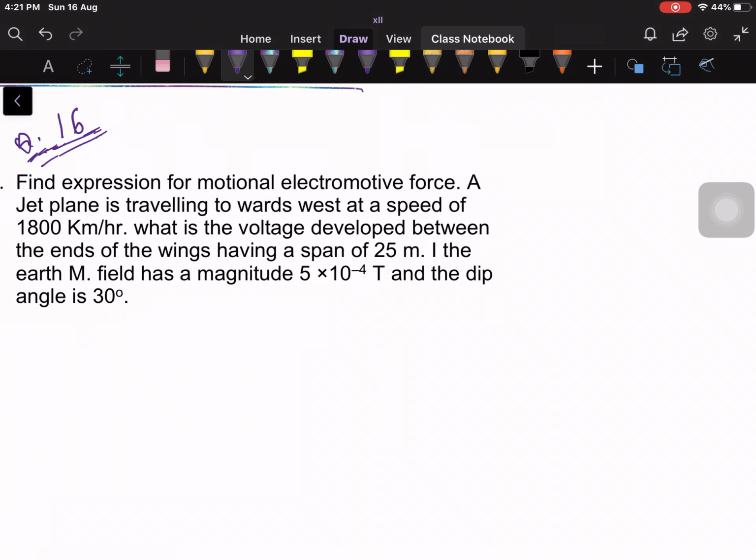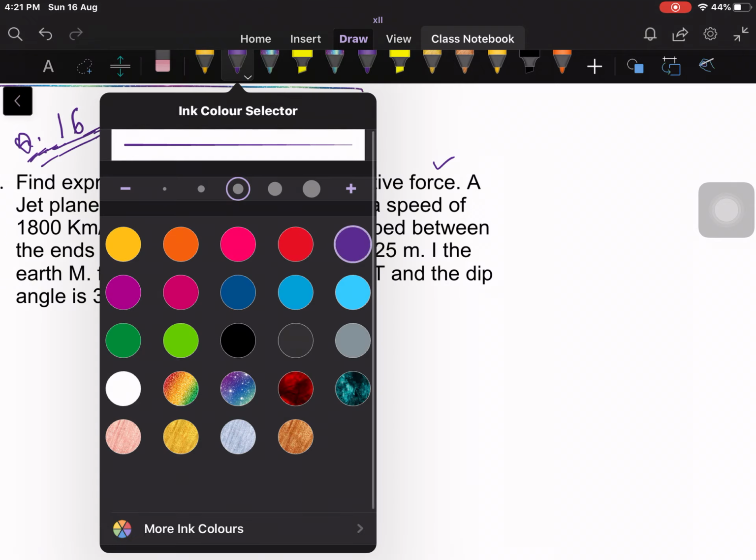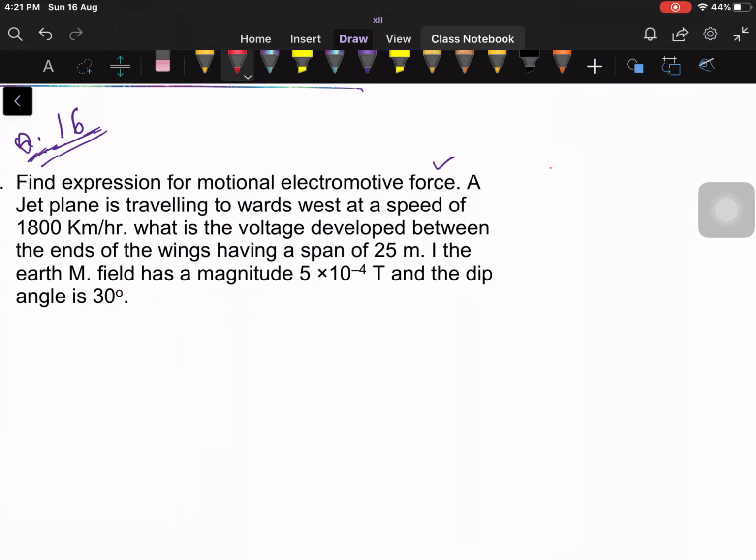The question is to find the expression for motional electromotive force. That is the portion of theory that we have discussed in the previous one also. That is, E is equal to BLV. Already we have done it, so we are not going to discuss it here. If you want, you can check your PPTs also. E is equal to BLV.